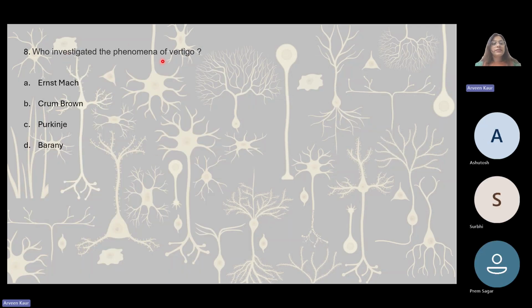So who investigated the phenomena of vertigo? We have just read about him. We have seen how he won a Nobel Prize also, and how the test which is done to understand whether there is vertigo or not is also named after that scientist, which is given over here. Oh no, that is actually given over here to maybe confuse you. I just remembered.